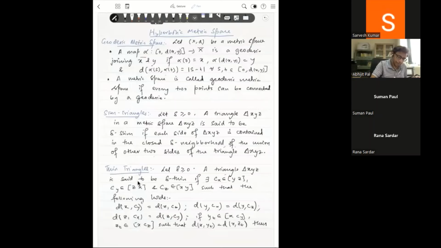So let us take two points x and y belonging to X, and you take this closed interval. So a map alpha from this closed interval to this space X is said to be geodesic if alpha of 0 is equal to x, alpha of d(x,y) is equal to y, and d of alpha(s), alpha(t) is equal to mod of s minus t, where s and t belong to this closed interval. Okay, so this is my definition of geodesic.